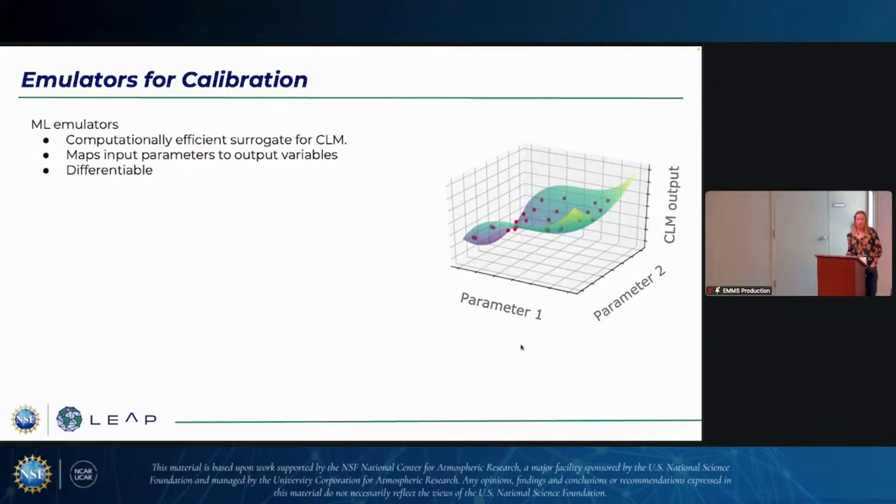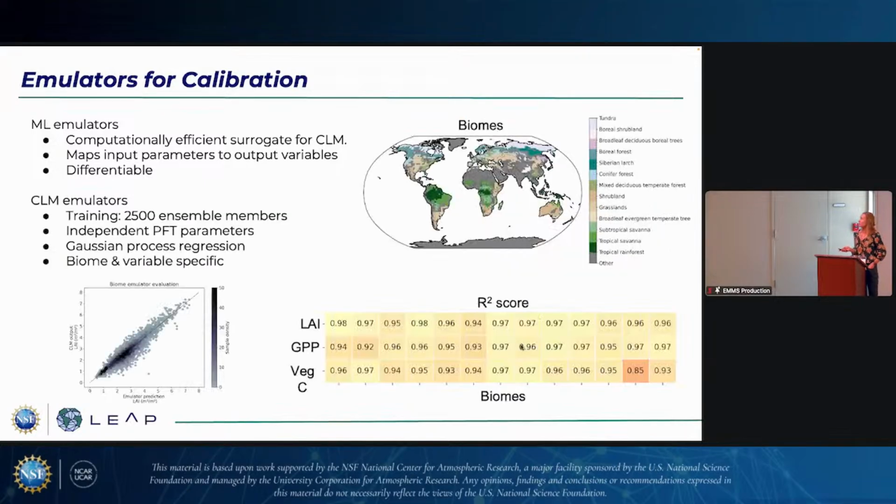Emulators are really just any computationally fast surrogate for the Earth system model. We traditionally haven't been able to calibrate CLM because it is so expensive to run in serial, and most calibration methods require a lot of serial simulations. So if we can train a machine learning emulator, which just relates any input parameters to any output variable, then we have this really fast, cheap surrogate for the model that you can plug into any of your traditional calibration methods. And importantly, it's differentiable.